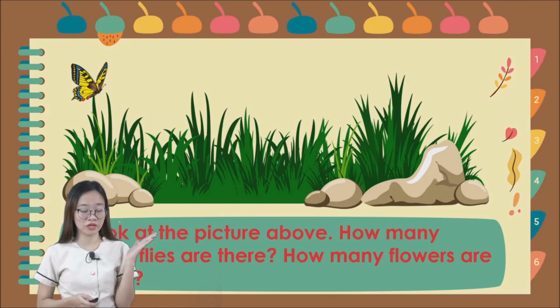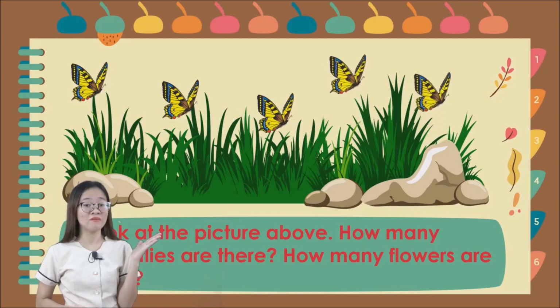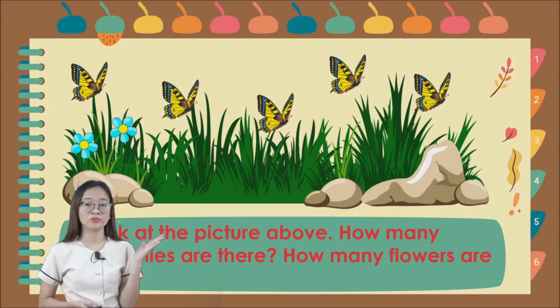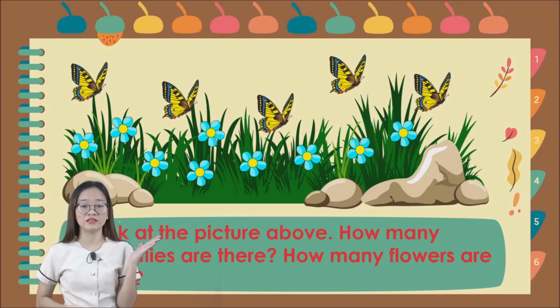So let's count. We have 1 butterfly, 2 butterflies, 3, 4, and 5. So we have 5 butterflies. Now let's count the flowers. So we have 1, 2, 3, 4, 5, 6, 7, 8, and 9. So kids, we have 5 butterflies and 9 flowers.